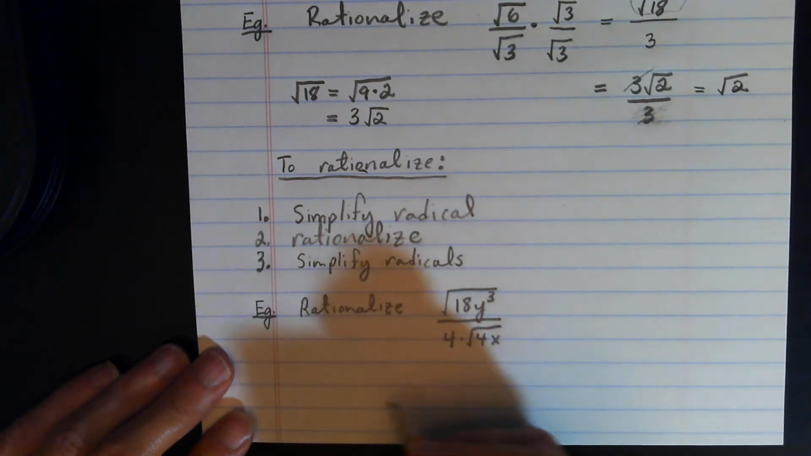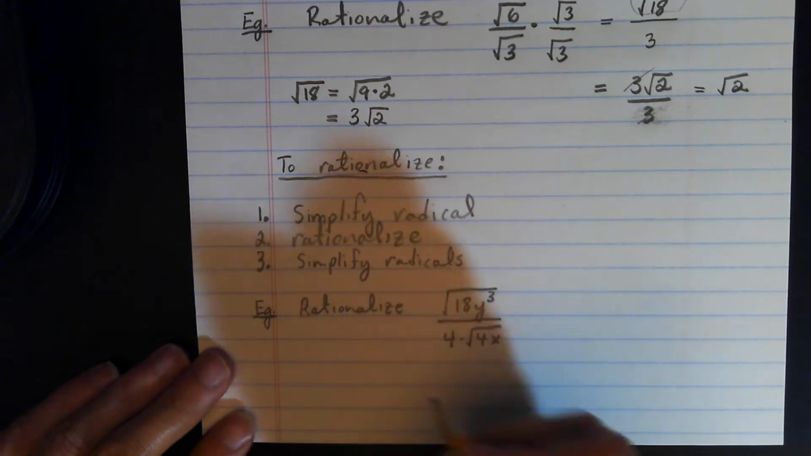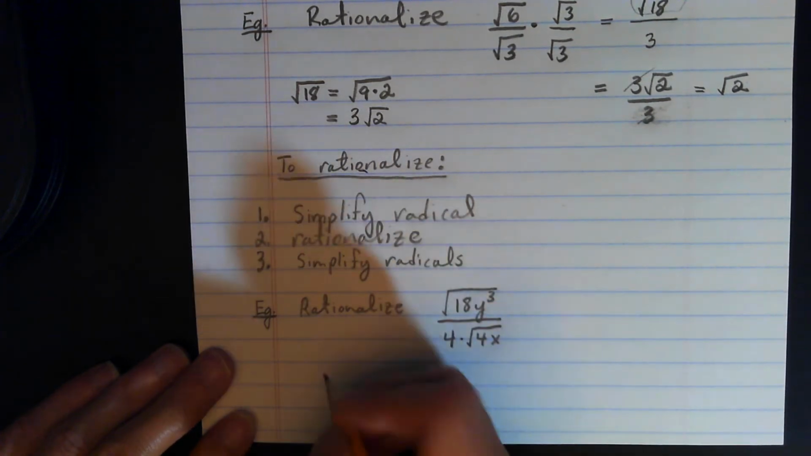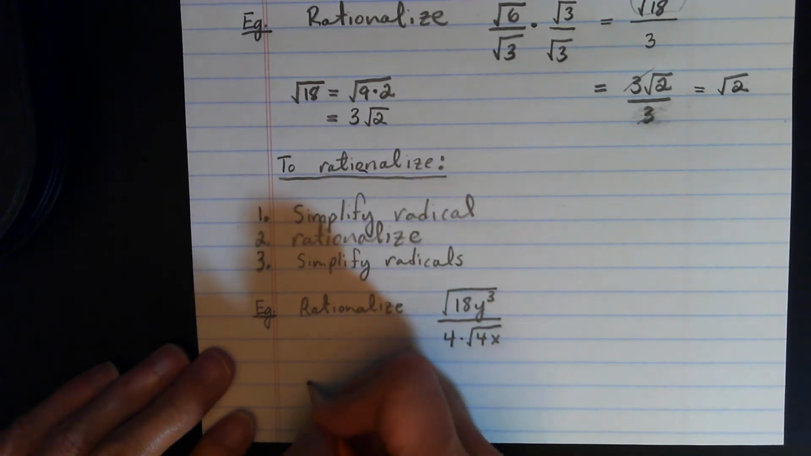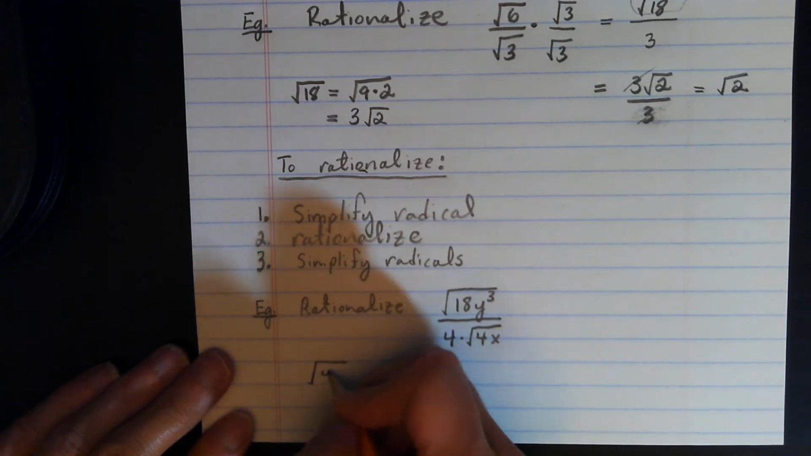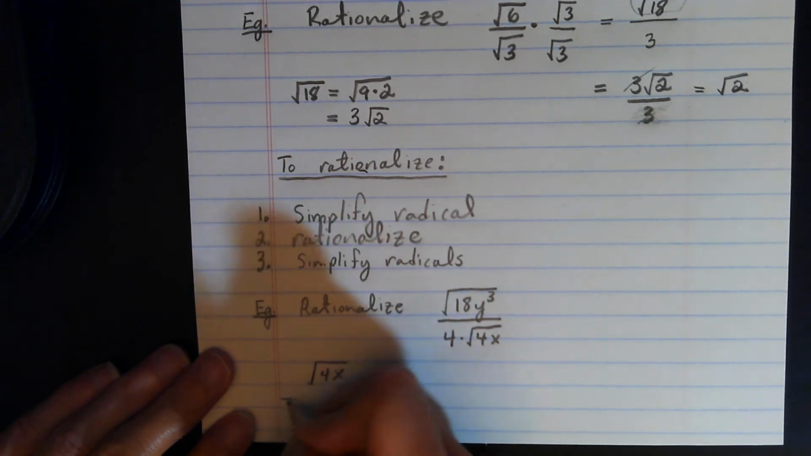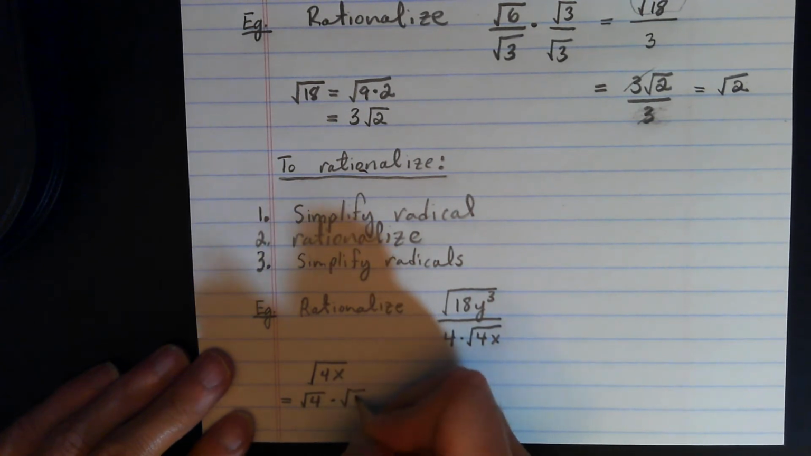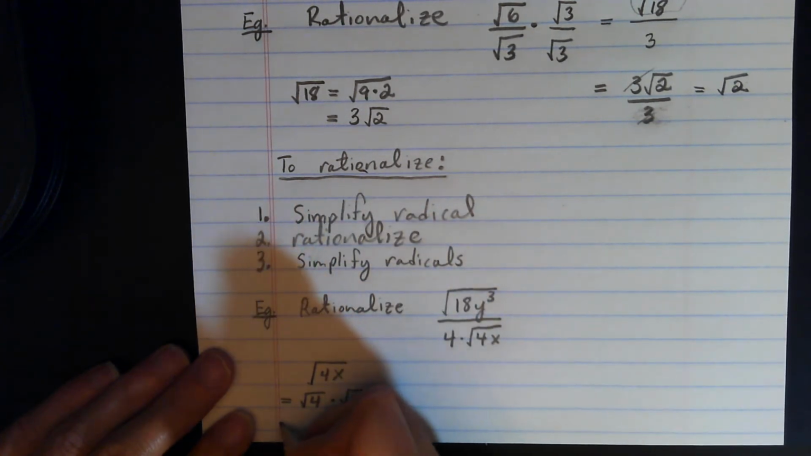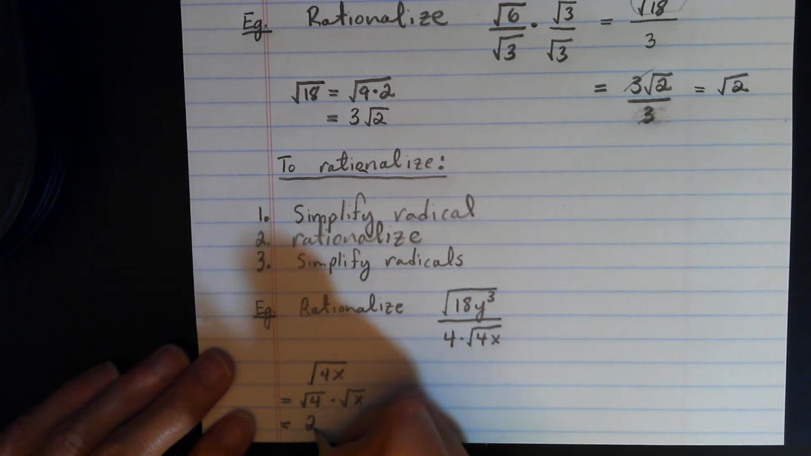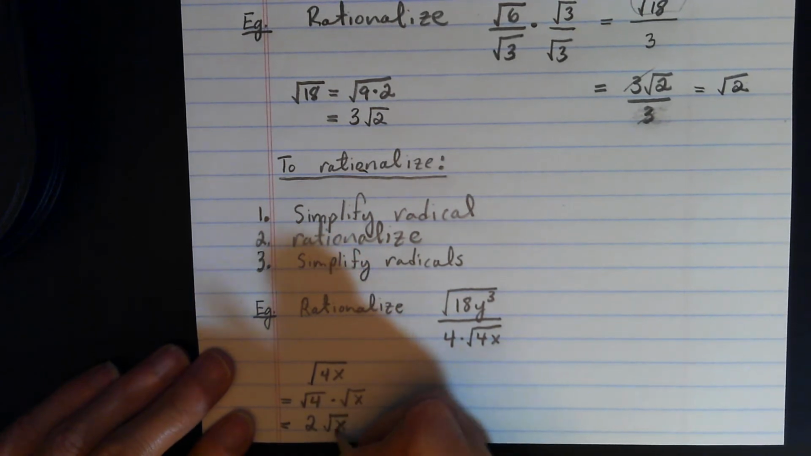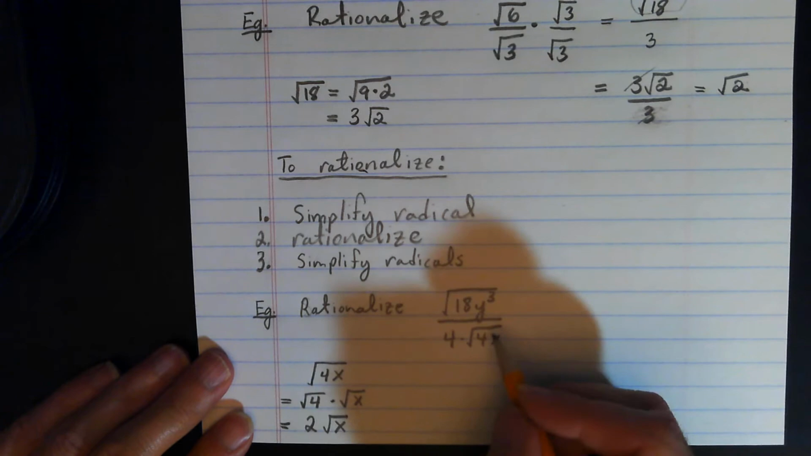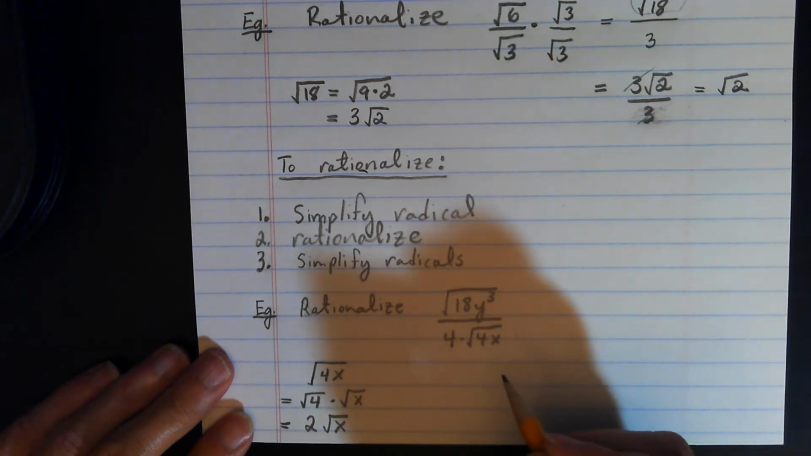Maybe I would just do this off to the side. Well, let's do it here. Okay, so let's start with the square root of 4x, because that one's easy. Square root of 4x, well, of course, that's just equal to the square root of 4 times the square root of x. And then from there, square root of 4 is 2 root x. Okay, so I'm just going to replace that with 2 root x.